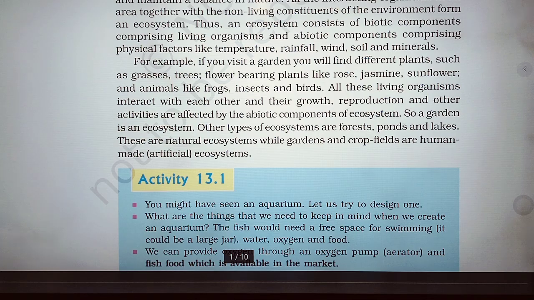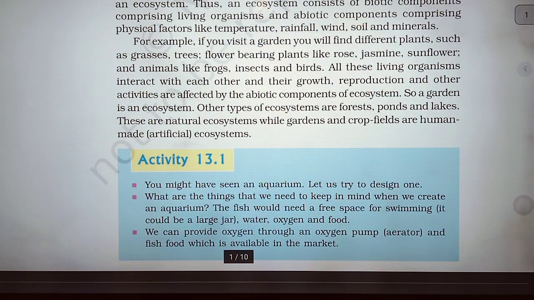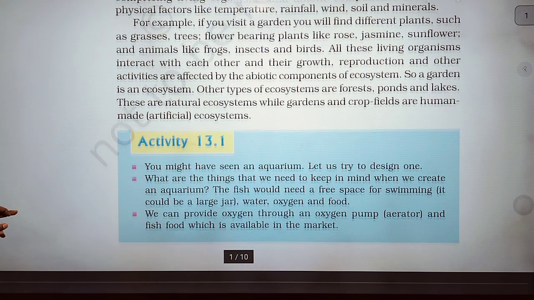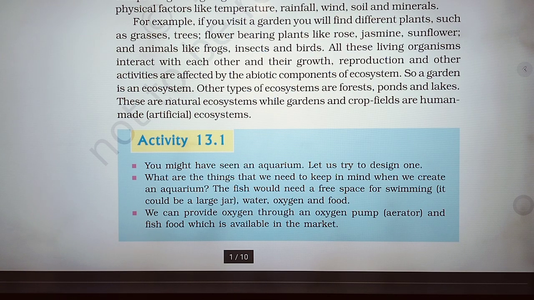So a garden is an ecosystem. Why? Because in a garden, all living organisms interact with each other. That's why a garden is an ecosystem.